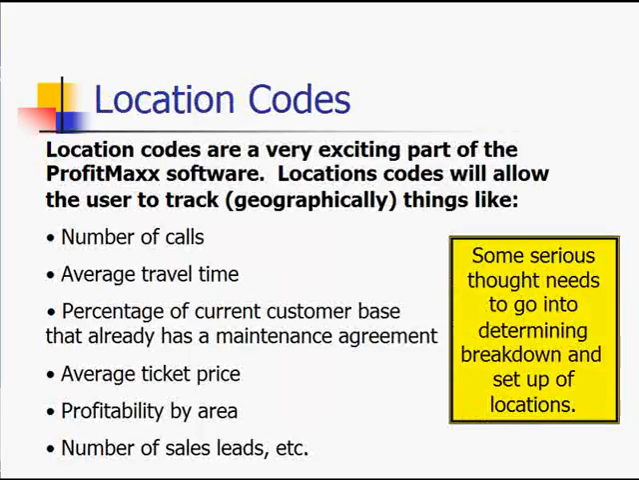The next general tab in setup is called Location Codes, but before we actually look at that, I want to talk about location codes a little bit. Location codes are a very, very exciting part of the ProfitMaxx software. Location codes will allow you to track geographically things like the number of calls you have, the average travel time, percentage of current customers that already have a maintenance agreement with you, the average ticket price, profitability by area, number of leads. It'll track all kinds of really, really interesting information.